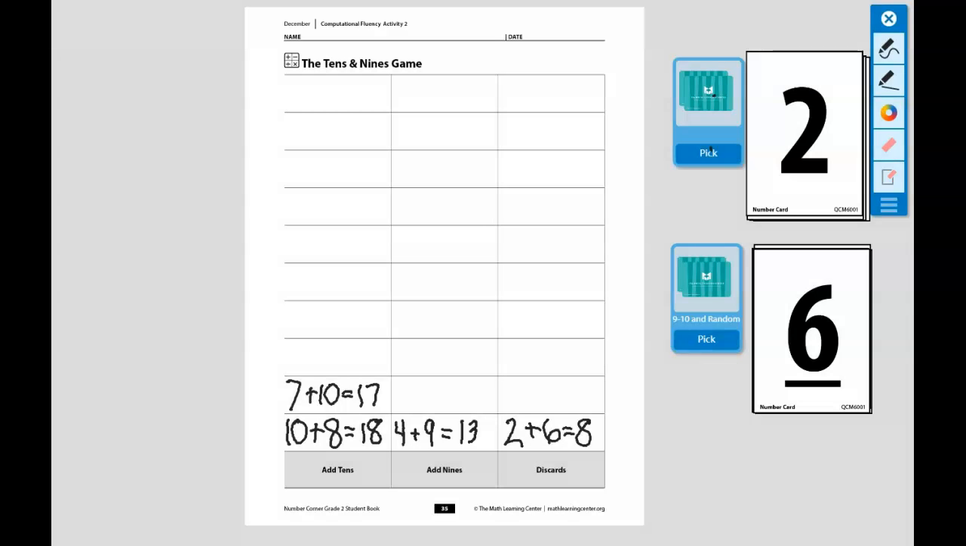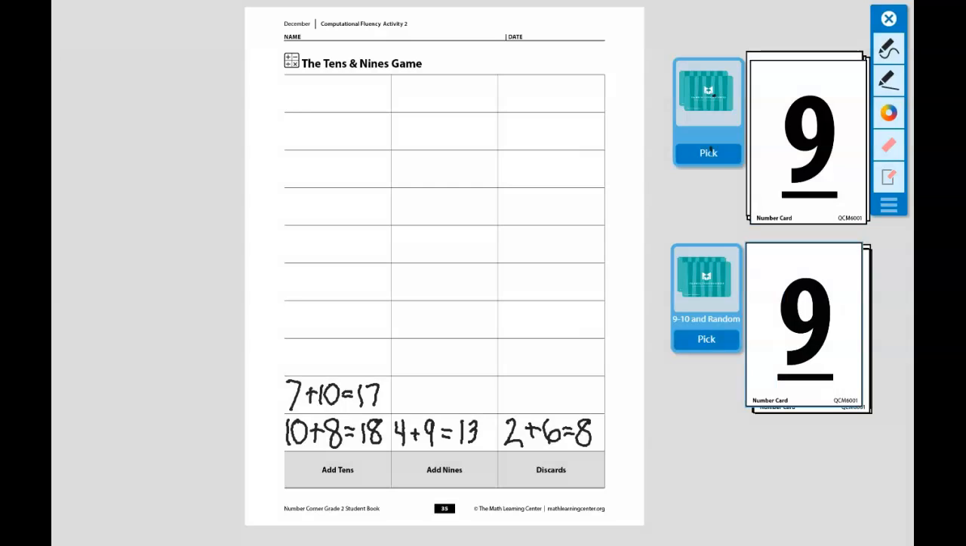Let's go to our next turn. 9 and a 9. Where should it go? Oh, good thinking. If you were thinking into our nines column, what should our equation be? If you're thinking 9 plus 9, good work. 9 plus 9 is a double. What does it equal?